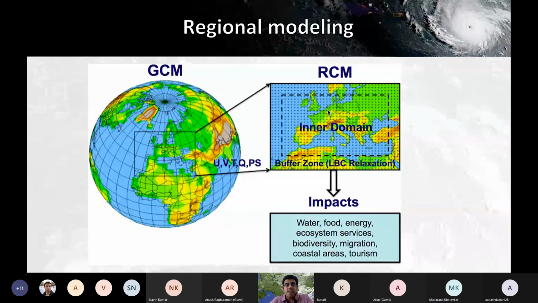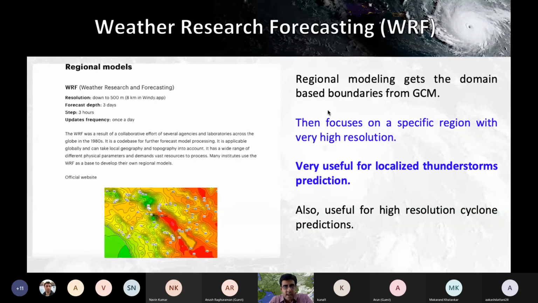But Weather Research and Forecasting is a regional model, and sometimes it is very useful because it actually tells where the high pressure is, where there is a high chance of thunderstorm and where there is no chance of thunderstorms and all these things.